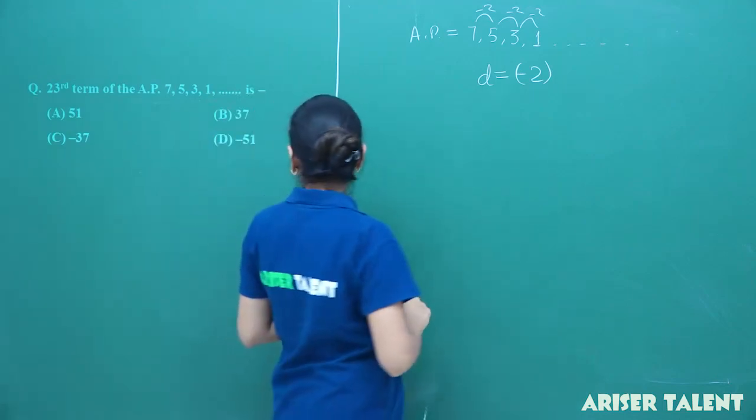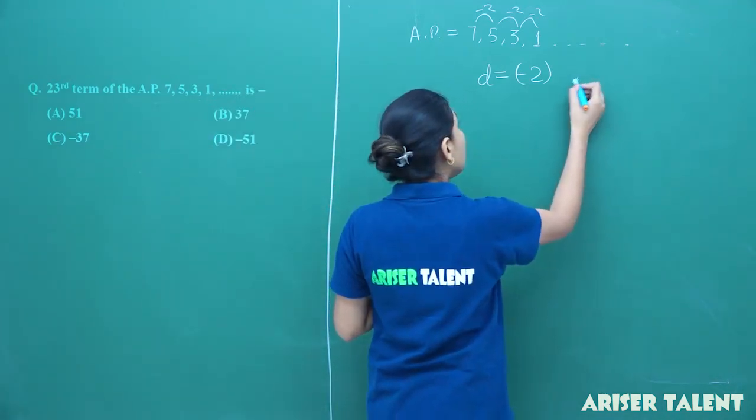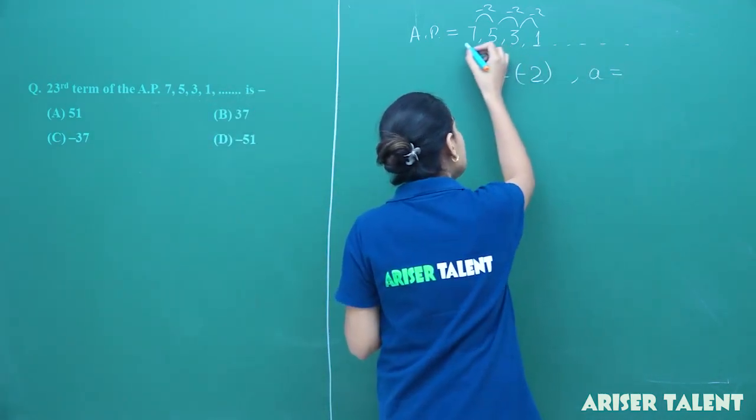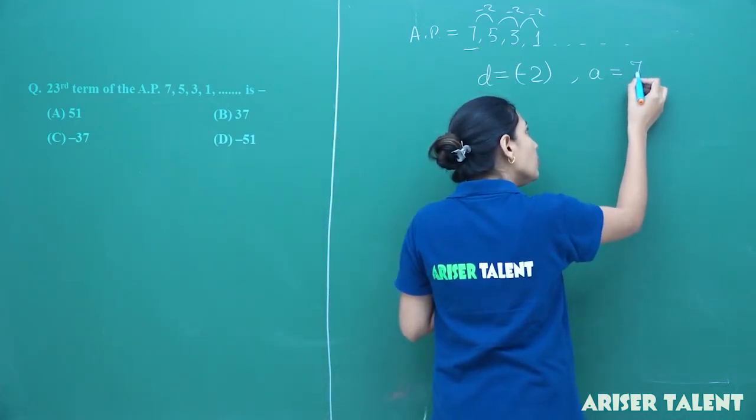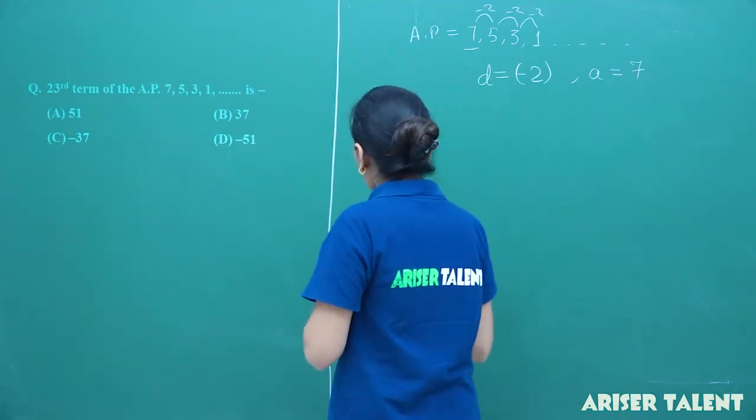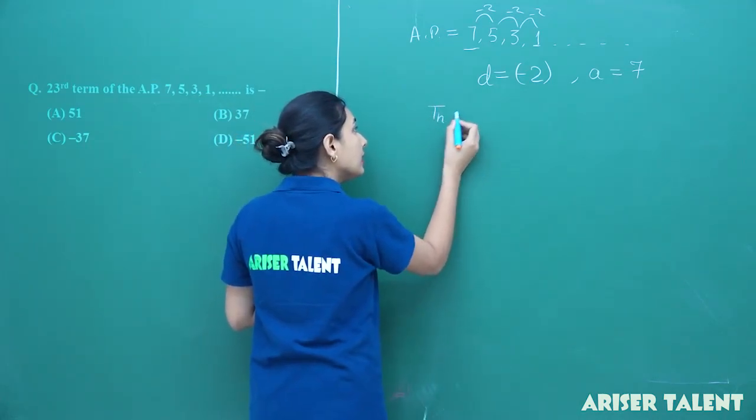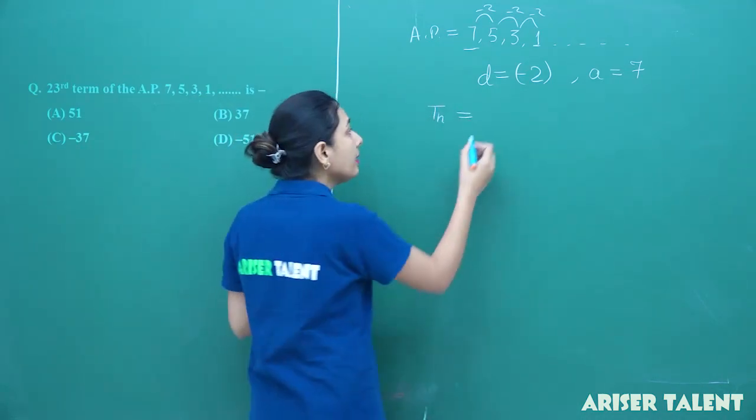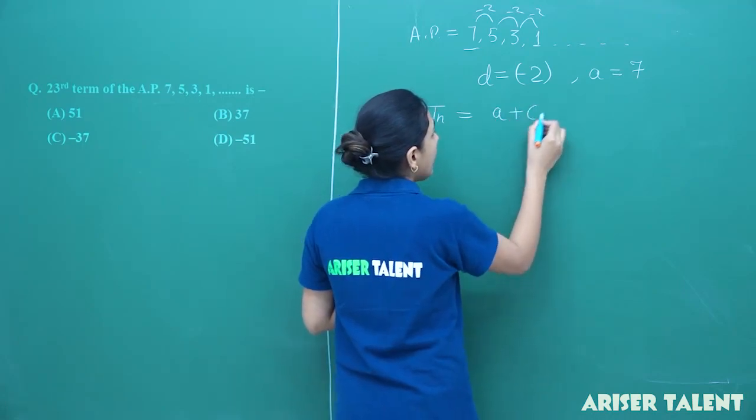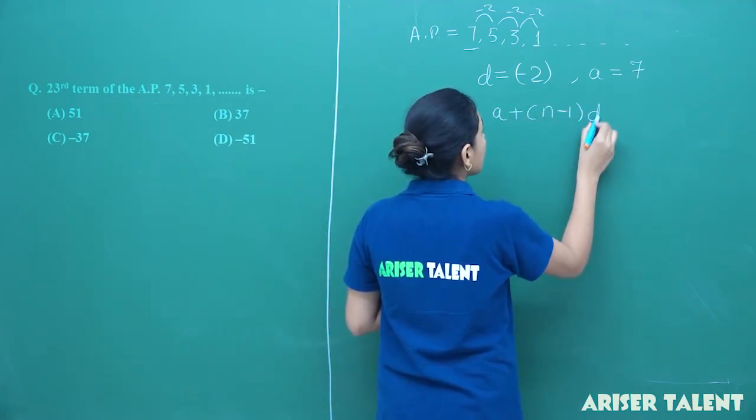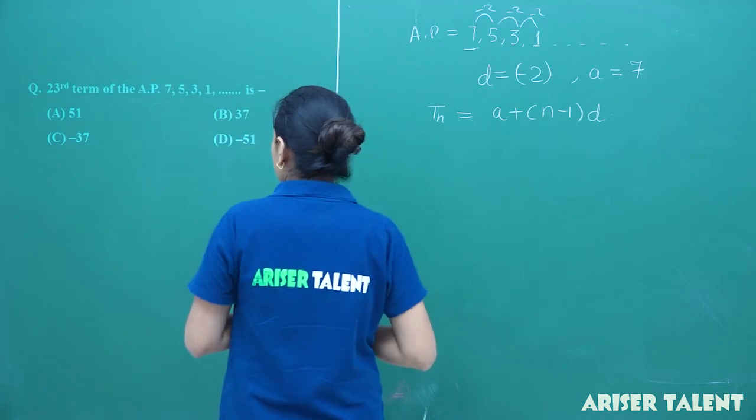Okay. Now, after the difference, can you tell me what the first term is? You can easily see the first term is 7. So, okay, A is 7. Now, the 23rd term. What will the 23rd term be? Simply A plus (n minus 1) D.